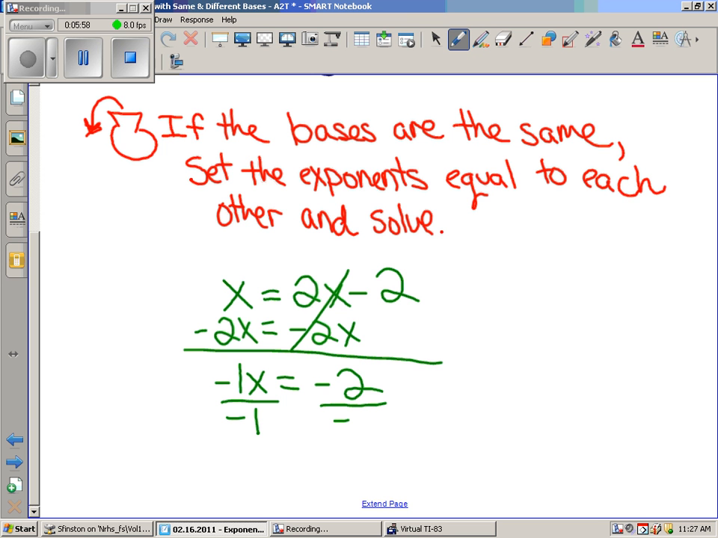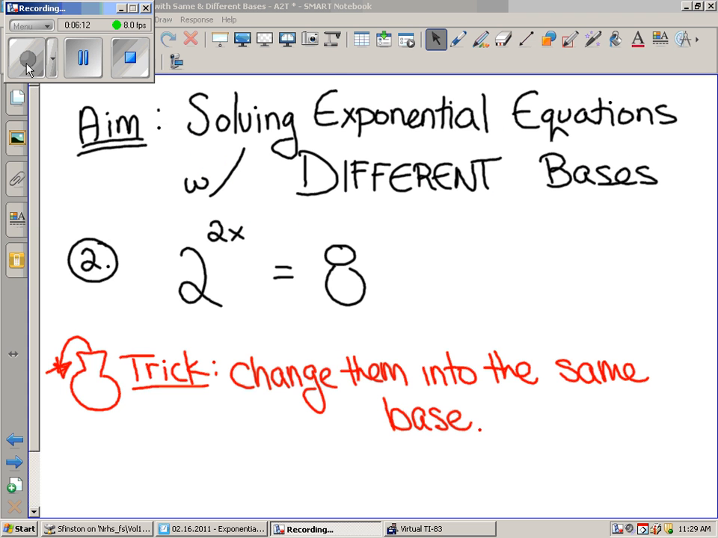Divide by -1, divide by -1. X equals 2. And that's your final answer. You're done. Put a nice box around it. It's very clean and neat and organized. It's great.